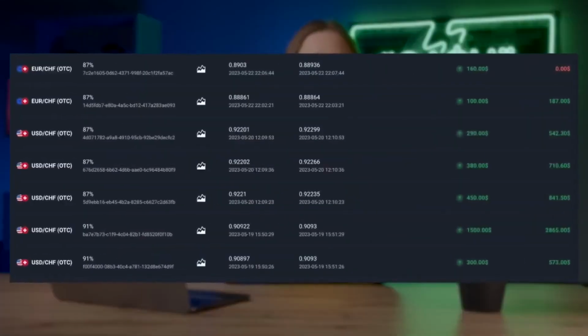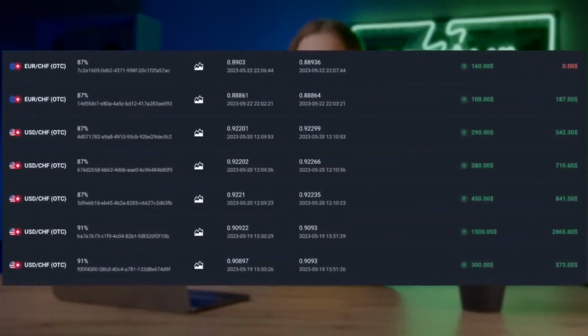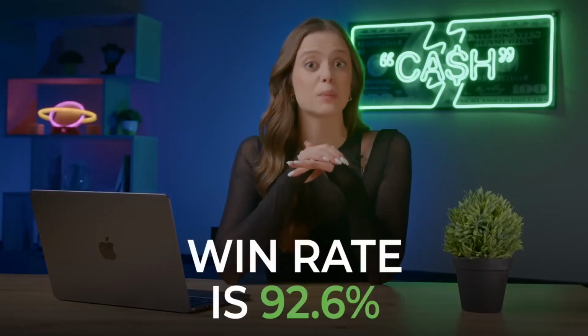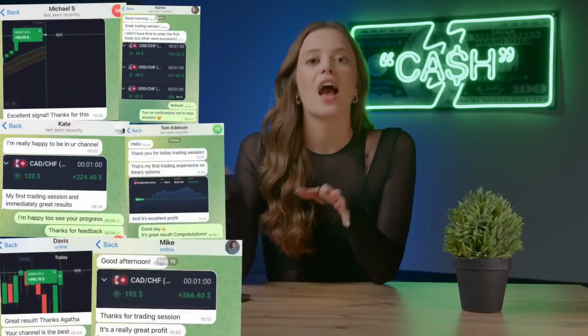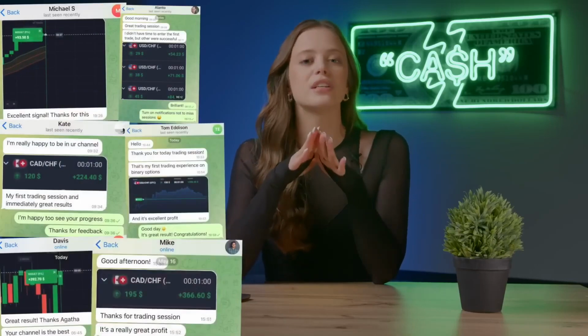On the screen, you can see the history of my trades in Quotex. My win rate is 92.6%, which proves the accuracy and profitability of trading with my strategy. The members of my Telegram channel are also steadily earning thanks to these signals. Here are some of their feedbacks. You have to agree, it's a cool result.